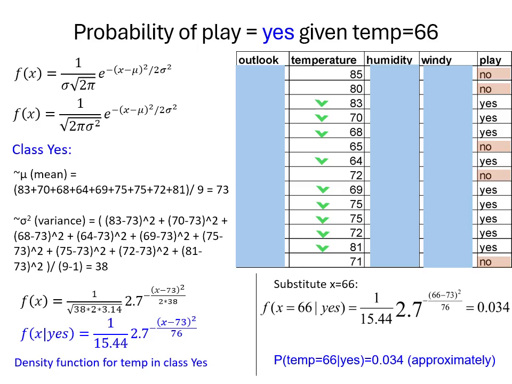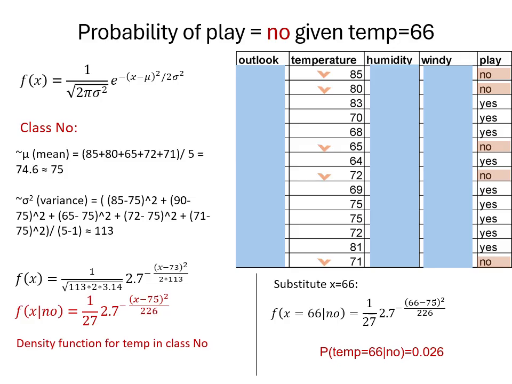So we obtained the PDF function for this specific distribution. You see, it's in blue. This is the PDF function for temperatures inside class yes. And now, given that we know what the temperature today is, which is 66, we're trying to find out what is the approximate probability of observing this temperature inside class yes. We find out that approximately this probability equals 0.034.